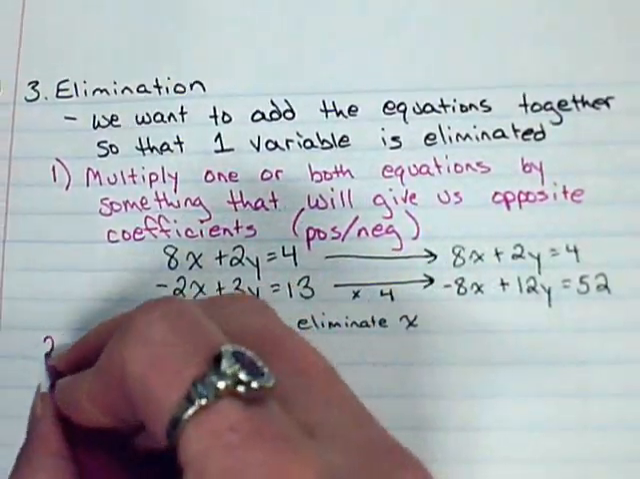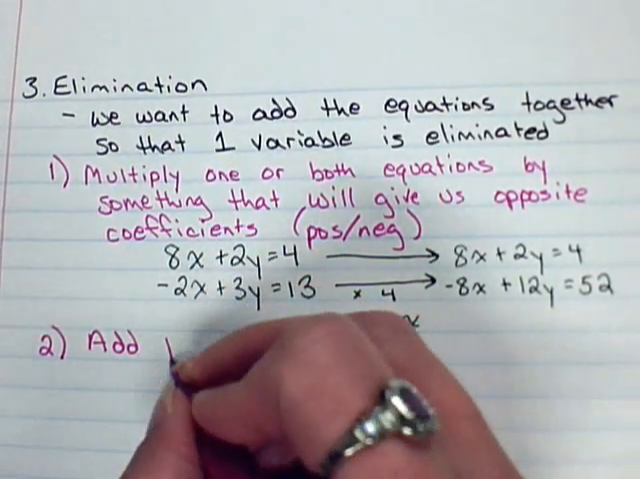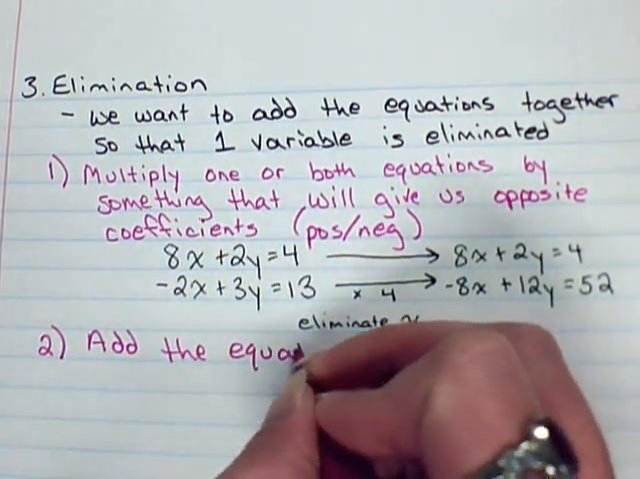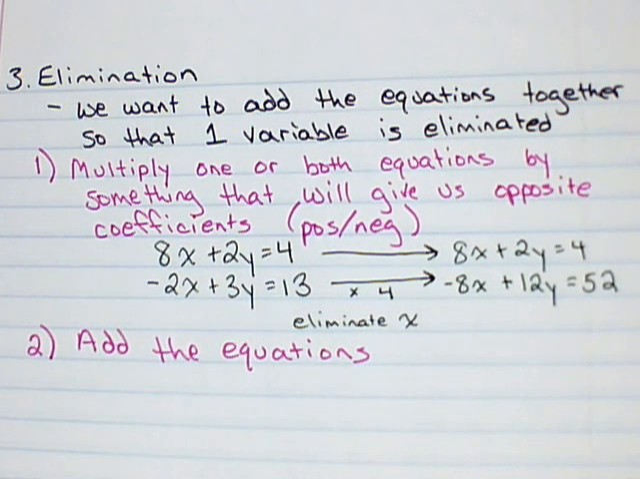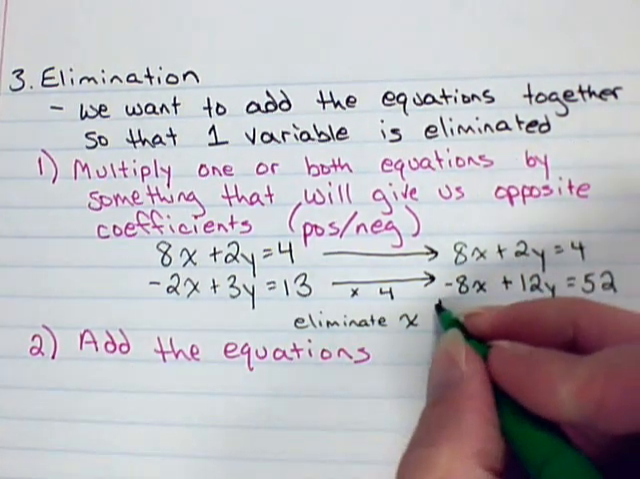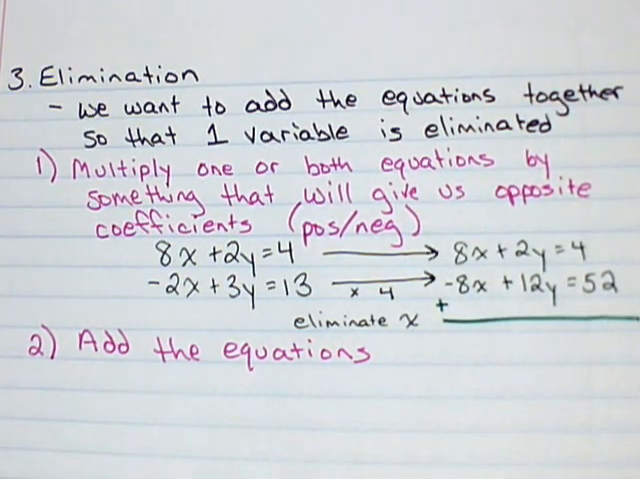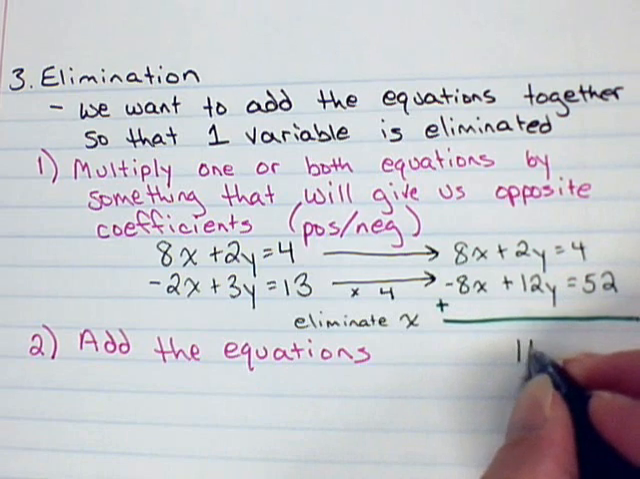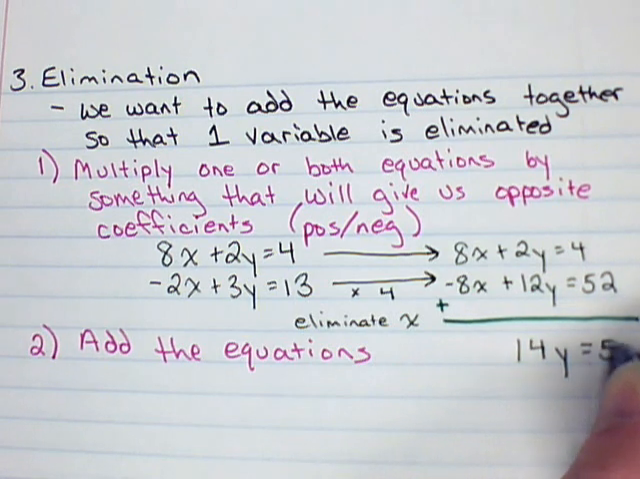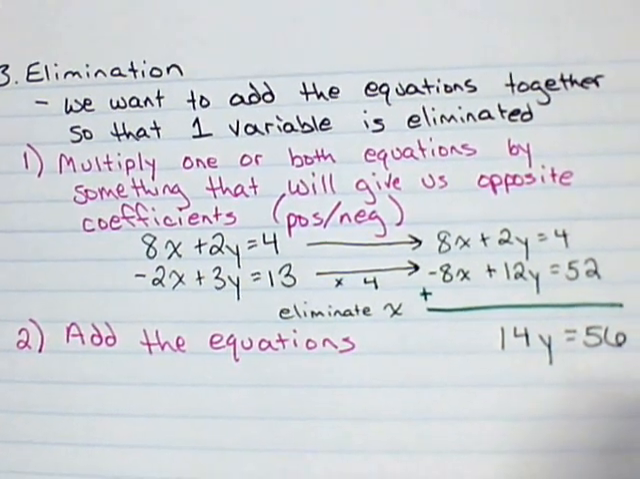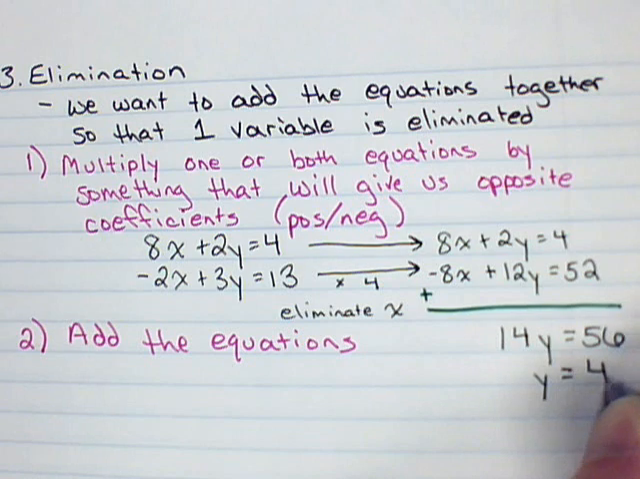Now, we did that so that we could add the equations together. So that's the next step. Add the equations. Now, if we did it right, we're going to eliminate x. It's going to be gone, out of there, nowhere to be seen. See if it works. So we're going to add these two equations together. 8x plus negative 8x. It is gone. 2y plus 12y gives me 14y. 4 plus 52 is going to give me a 56. Wow, that is a simple equation to solve. Just divide by 14 and we get y equals 4.